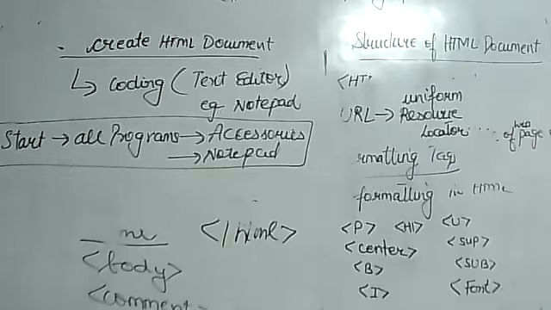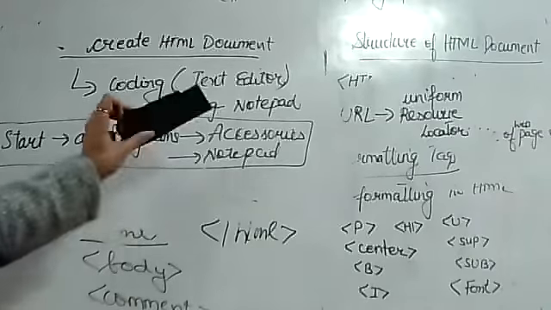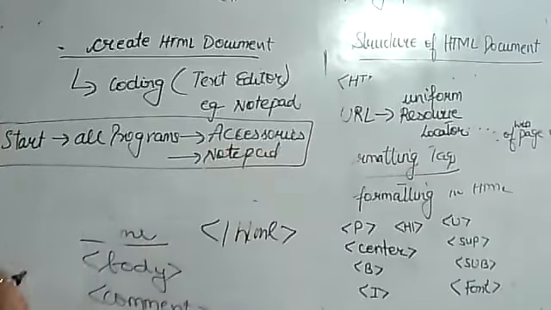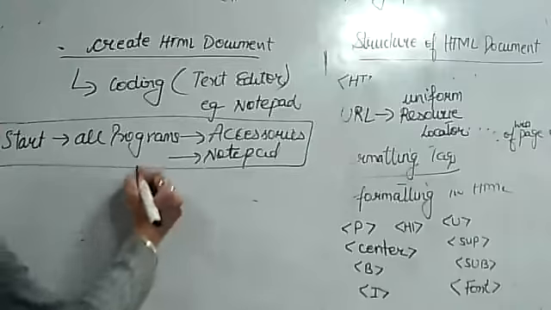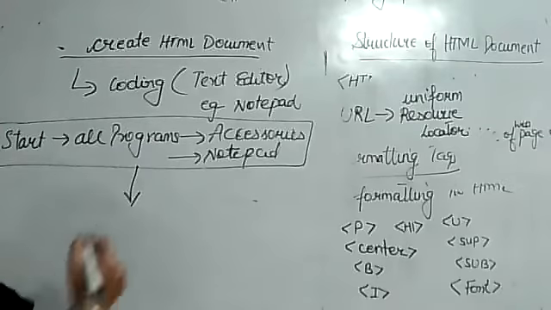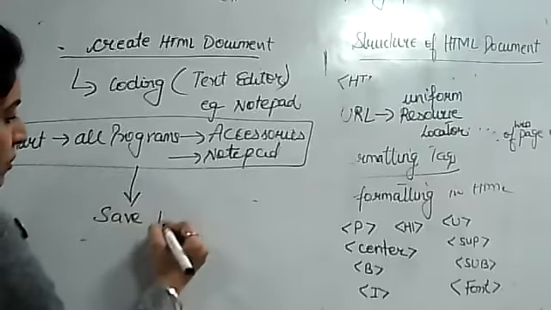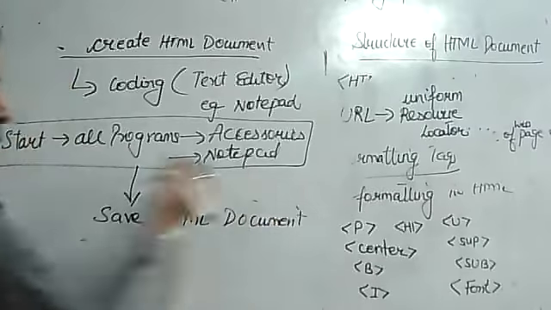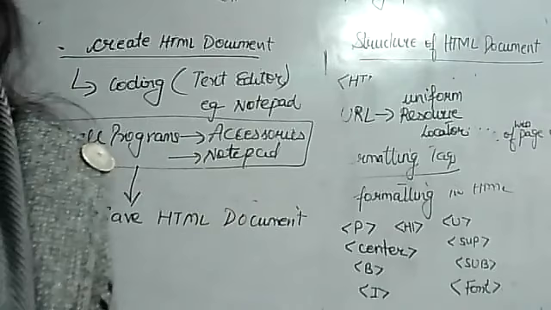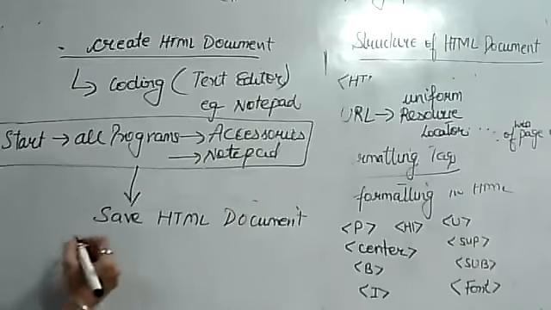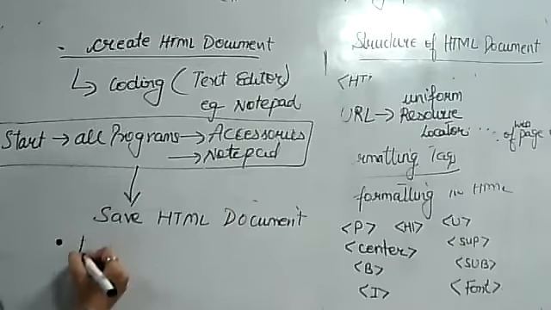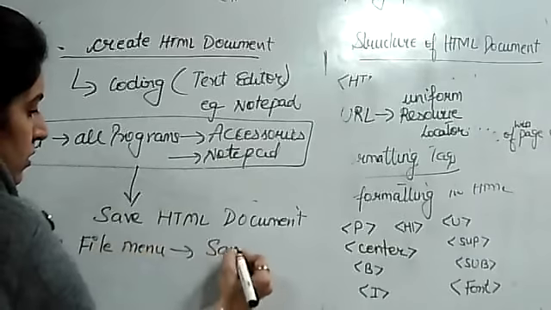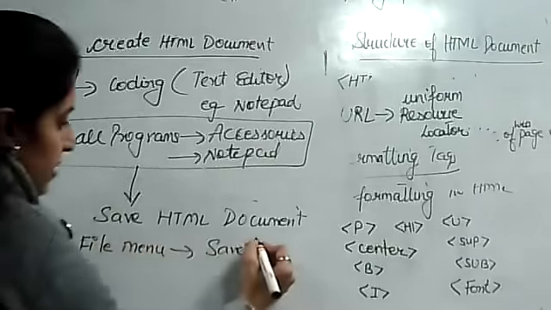So once you have typed the HTML code in the Notepad, आपने सारी coding Notepad में कर ली. Then you will save this document. Once you have created a document, the next step is to save it. So how to save the document now? Again, there are two methods. You can save the HTML document either by command. The command is file menu, save option. Save भी कर सकते हो.